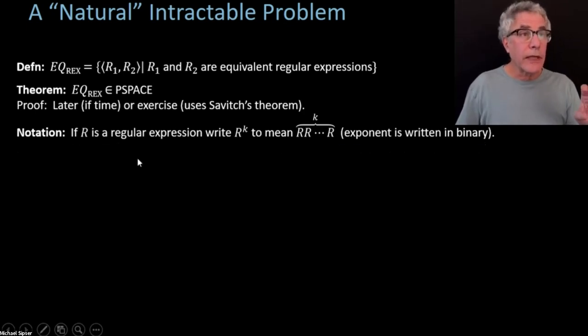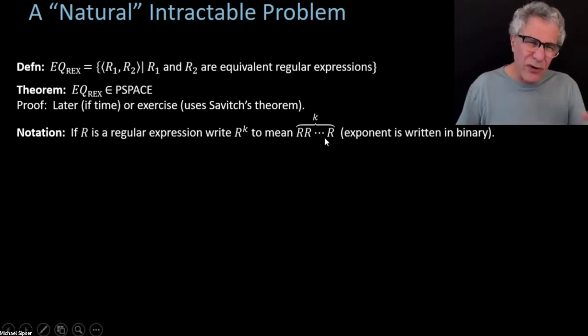Now, okay, before I get to that. If I have a regular expression, I'm going to enhance our regular expression in one simple way by allowing exponents, or exponentiation. And that means if I have a regular expression R, I can write R to the k to mean R concatenated with itself k times. We've been sort of informally using that all the way along anyway, like when we talk about 0 to the k, 1 to the k.